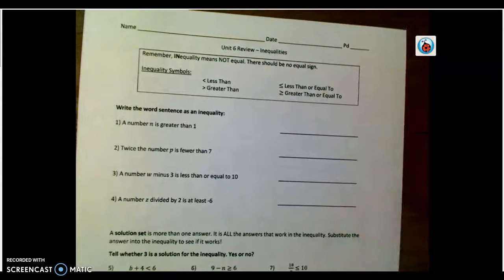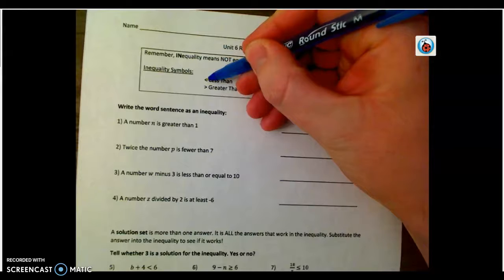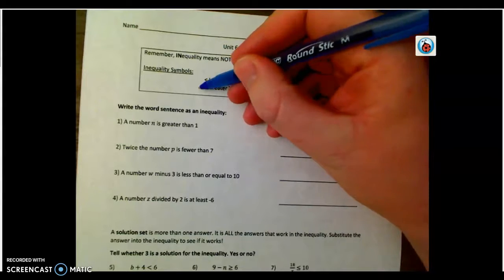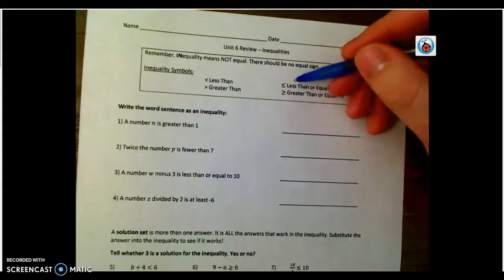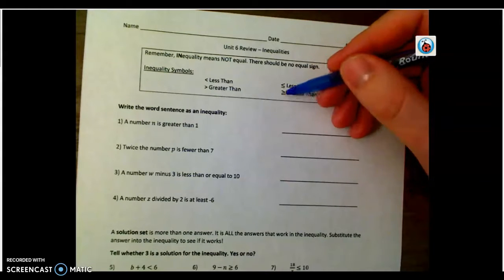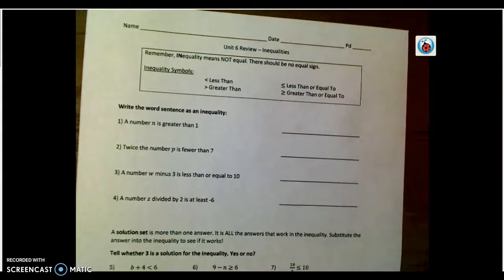Alright, so Unit 6 review on inequalities, just some reminders. The less than sign has the mouth open to the right. The greater than sign has the mouth open to the left. The less than or equal to sign has the mouth open to the right with a little bar underneath it. The greater than or equal to sign has the mouth open to the left with the bar underneath it.